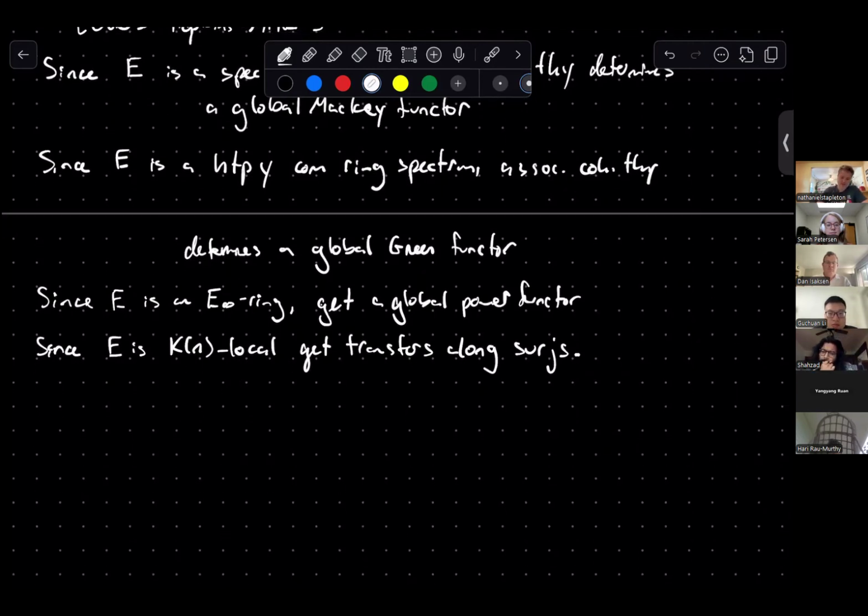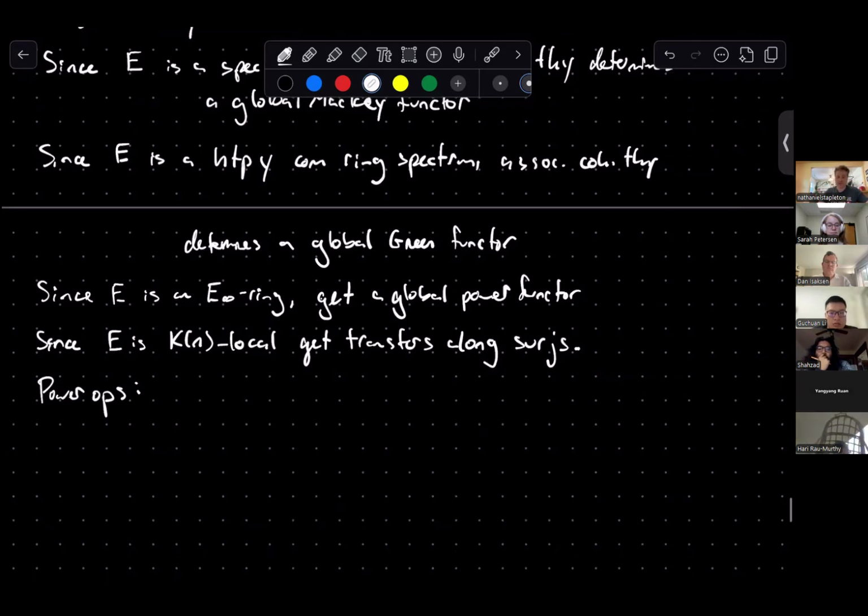I want to expand on these last two. So let's talk about the power operations. And let's talk about the transfers, because in this case, these are coming from a different source than in the previous two cases. In the previous two cases, the existence of these two things really followed from the fact that we had some kind of geometric or combinatorial objects that gave rise to our rings. And that is just not what's going on in this theorem.